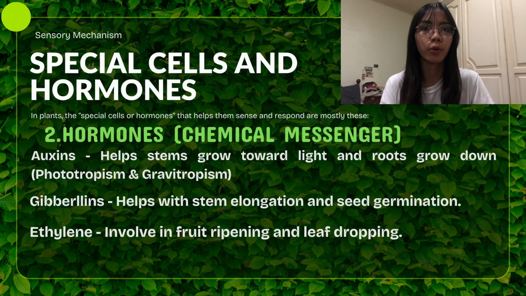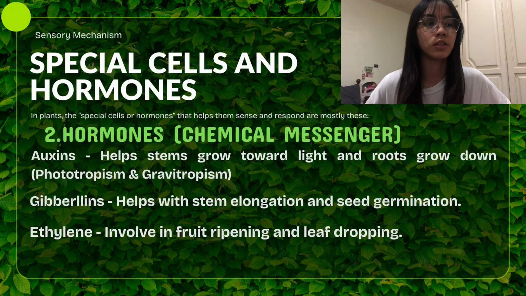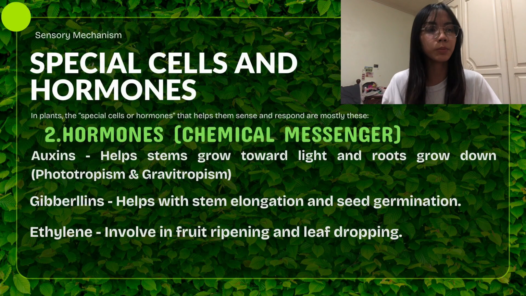The second one is the hormones. It is also called chemical messenger. The first one is auxin. Auxins help a plant grow towards light.